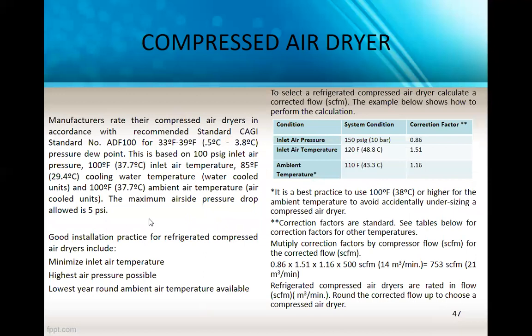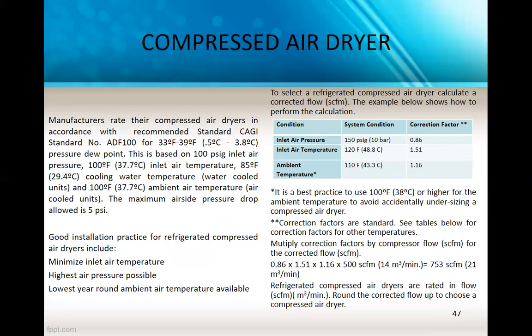Now, manufacturers rate their compressed air dryers in accordance with the recommended standard of CAGI, Compressed Air and Gas Institute. Standard number ADF 100 for 33 to 39 Fahrenheit pressure dew point. This is based on 100 PSI gauge inlet air pressure, 100 Fahrenheit or 37.8 C inlet air temperature, 85 Fahrenheit cooling water temperature for water-cooled units, and 100 Fahrenheit ambient air temperature for air-cooled units. Dalawa, water-cooled and air-cooled. The maximum airside pressure drop allowed is 5 PSI.